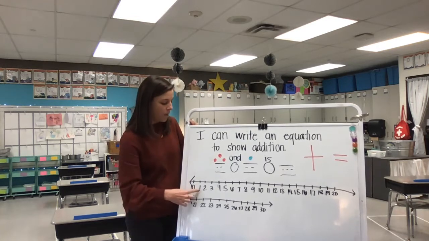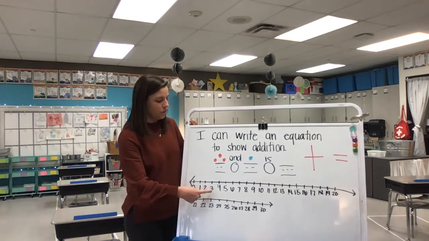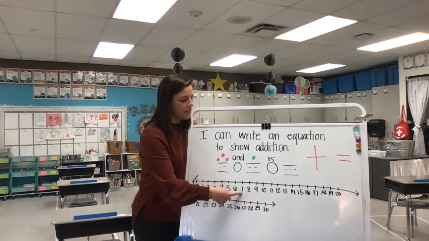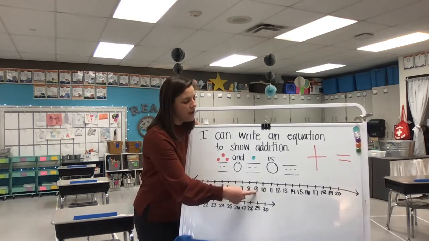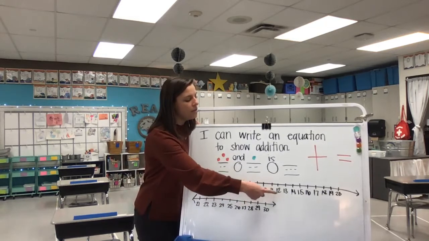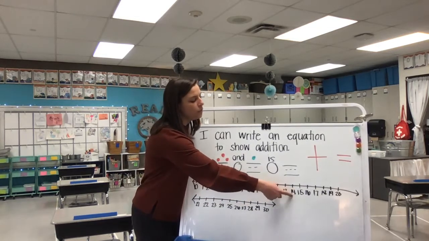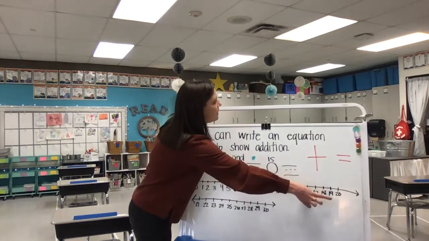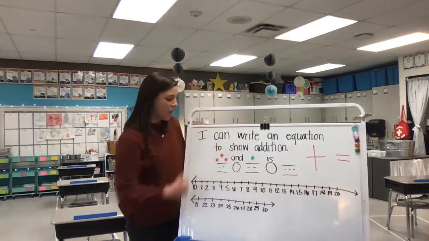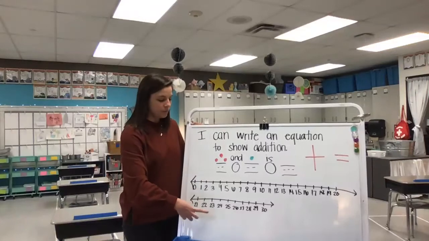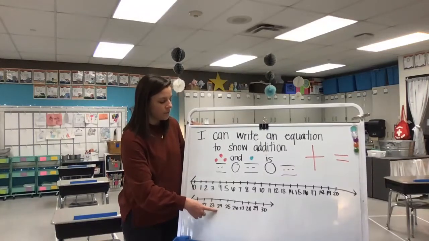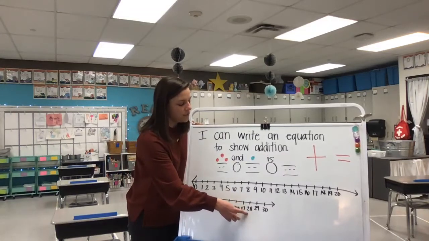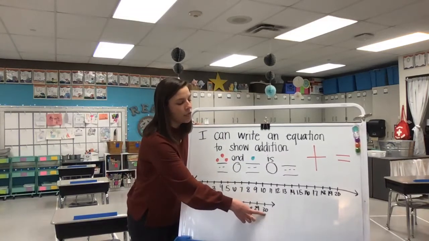Ready? Here we go. 1, 2, 3, 4, 5, 6, 7, 8, 9, 10, 11, 12, 13, 14, 15, 16, 17, 18, 19, 20, 21, 22, 23, 24, 25, 26, 27, 28, 29, 30.